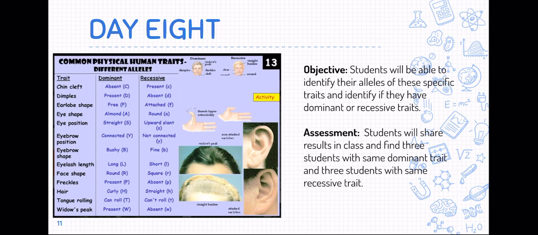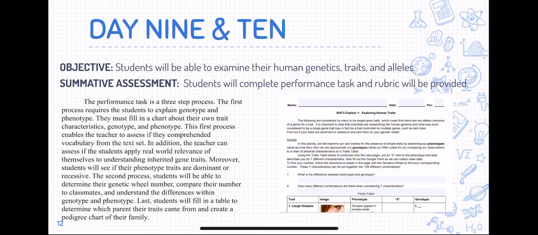And so the objective would be the students would be able to identify their own alleles and their own specific traits, dominant or recessive. And then the next day, the assessment would be that we would share in collaborative groups, and I'd really like them to find 3 students who have the same dominant traits and 3 students who have the same recessive traits as them. So just kind of a fun day of playing with our own traits.